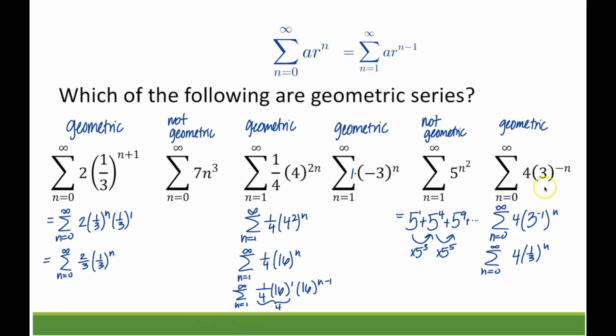So we're just looking for a number on the outside, a number in the base, and then n to the first in the exponent. There could be a number multiplied by that n, even a negative, or a number added or subtracted, but I cannot have something polynomial-like or a higher power of n in the exponent.